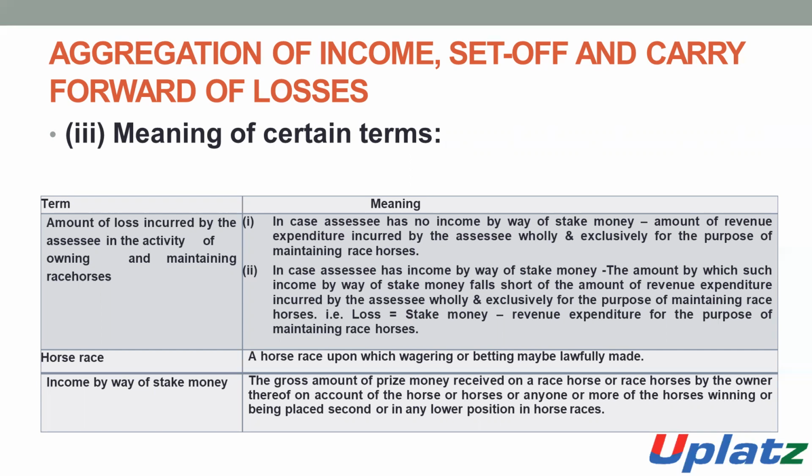What is the meaning of horse race? A horse race upon which wagering and betting may be lawfully made. It means the horse race on which betting is lawfully available.